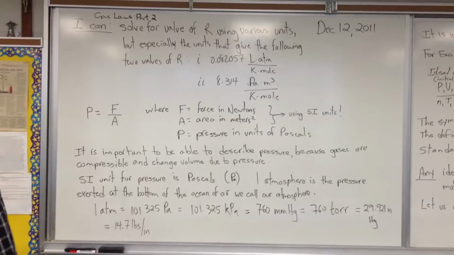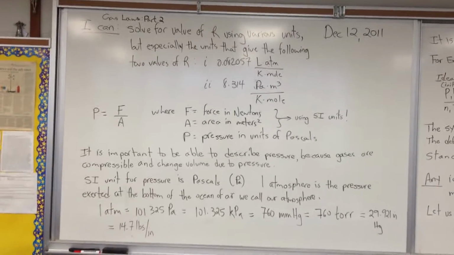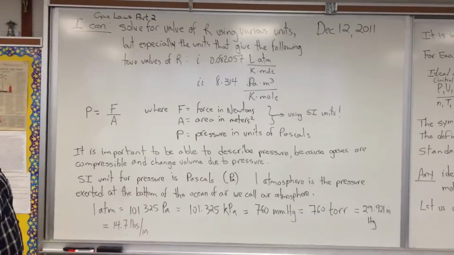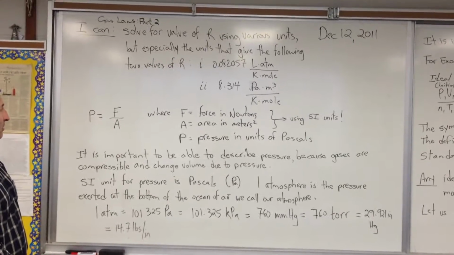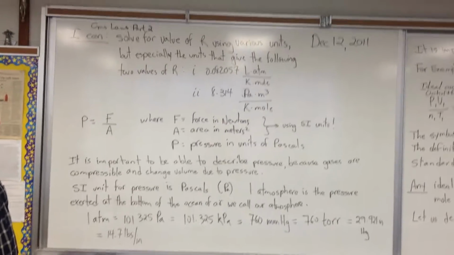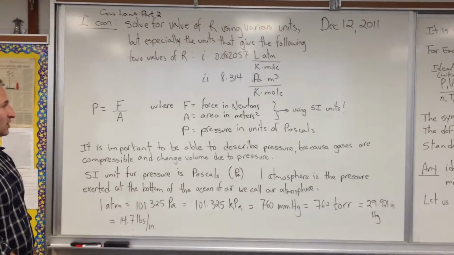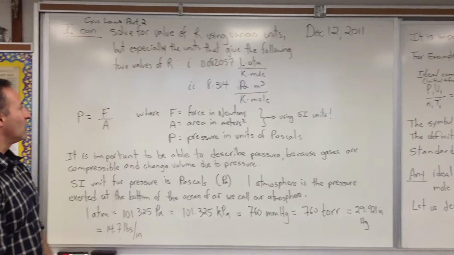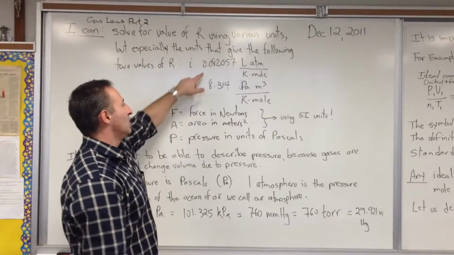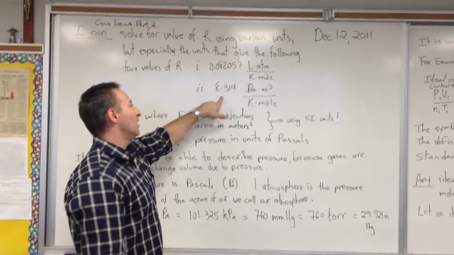This is part 2 of the gas laws. We're going to set as a goal for this class to make the following I can statement. The I can statement will be, I can solve for the value of R using various units, but especially the units that give the following two values of R, 0.082057 and 8.314.